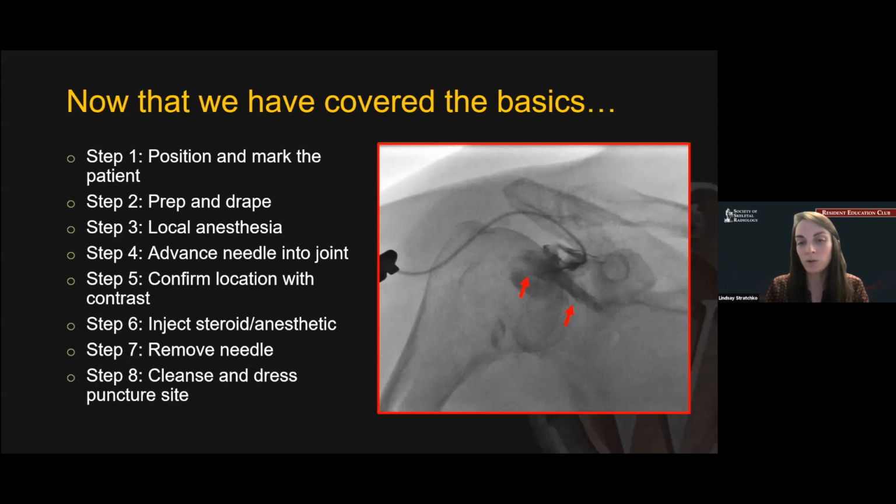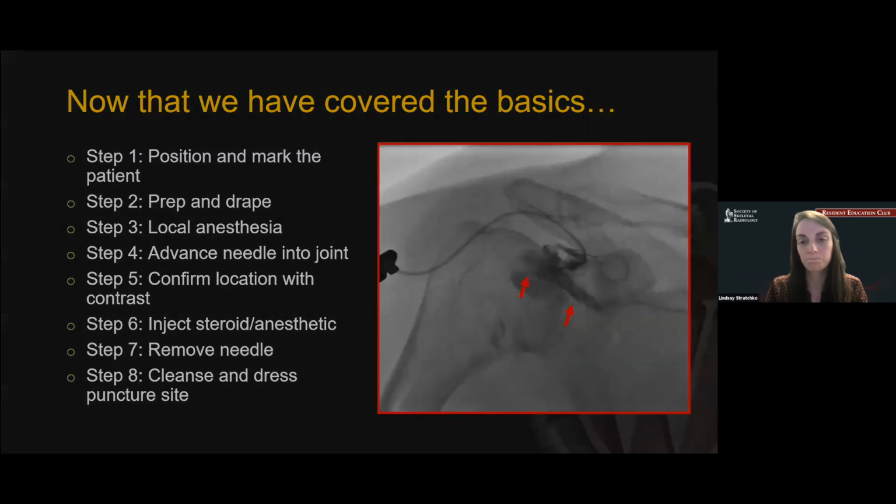So after we've confirmed that we're in the joint in a position that we like, we're going to go ahead and inject our steroid anesthetic, remove, cleanse, and dress.